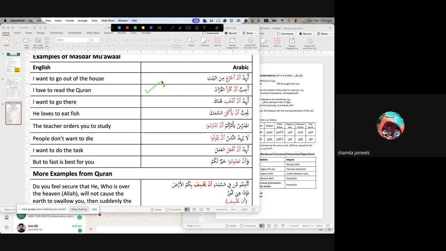Bismillahirrahmanirrahim. Uhibbu an aqra al-Qur'an. Here, an aqra'a is the masdar muawwal, and because it's with an, aqra'a is mudari, and it is in mansub state, and also it's the maful. Uhibbu an aqra al-Quran: I love to read the Quran. There are also other objects, but that is not relevant here.